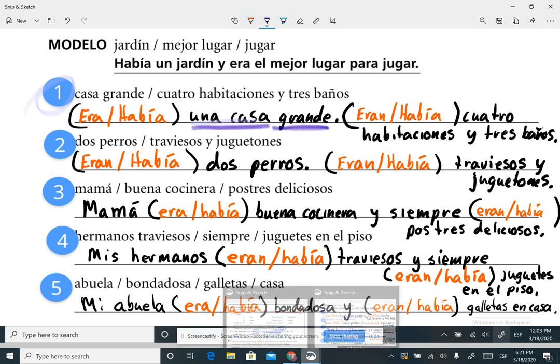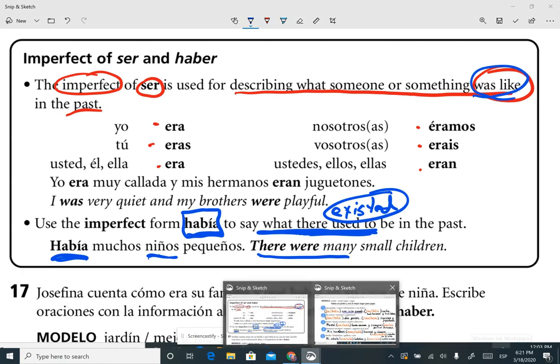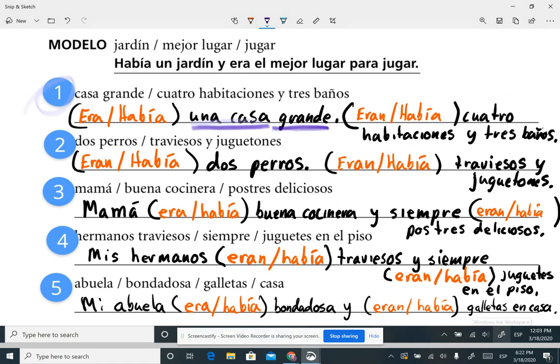So if we look back at our thing here, if we're describing what it was like, what was the house like? It was grande, right? So we're describing the house. So we're going to say that probably the best choice here is era. We're going to say era una casa grande.